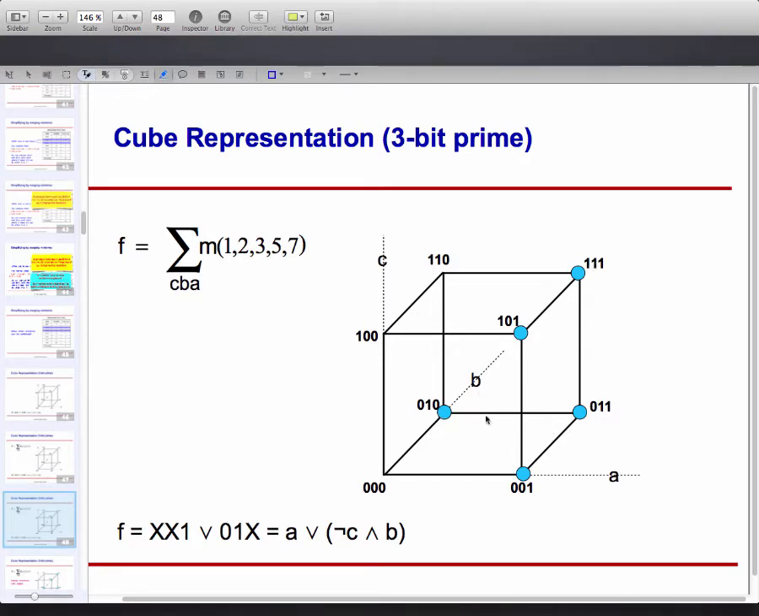Likewise, if I look at 010 and 011, that's minterm number 2 and minterm number 3, they differ only in the A dimension, because they too are connected by an edge. So our merging strategy basically becomes looking at this cube and seeing whether 2 vertices are connected by an edge. If 2 vertices are connected by an edge, they could be merged because they differ only in one place. So how many merging opportunities do you see for this function?